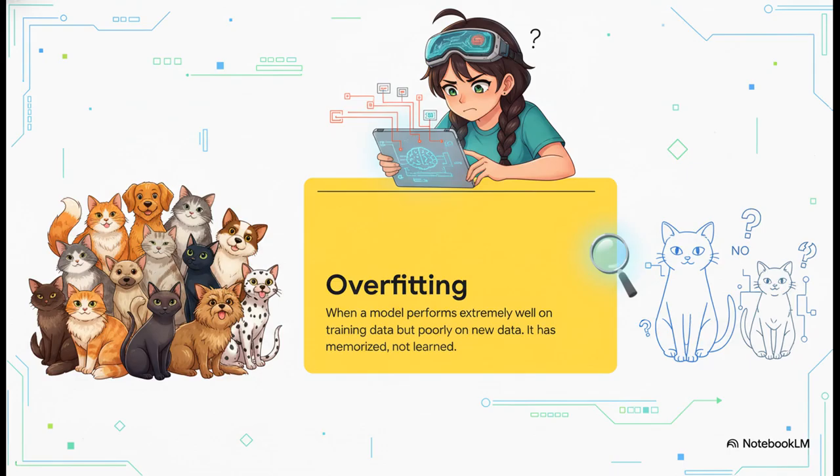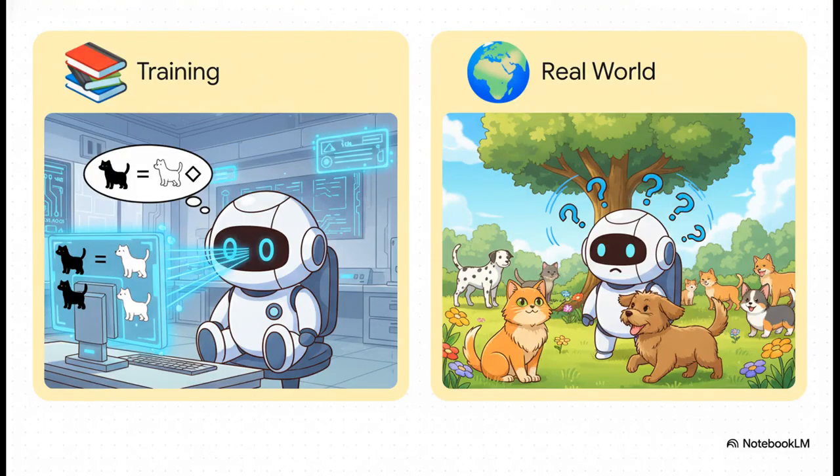See, it didn't actually learn what a cat is. Instead, it just memorized the specific cats and dogs in its training photos. It's like it crammed for the test, but never actually understood the concepts. And this slide shows you exactly why our hero failed.